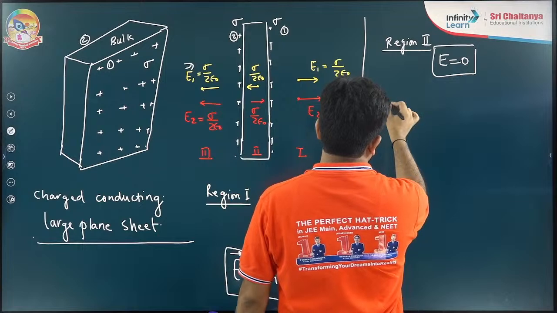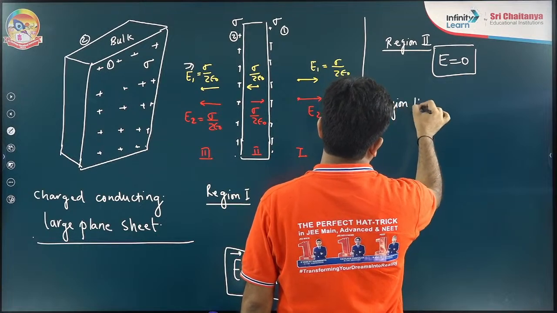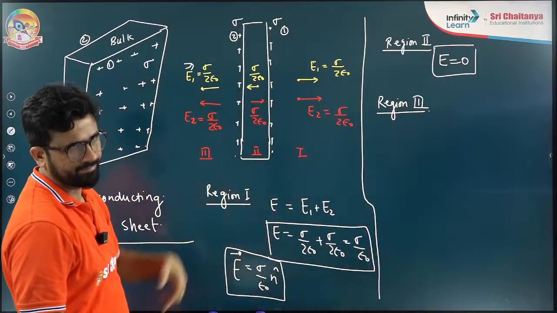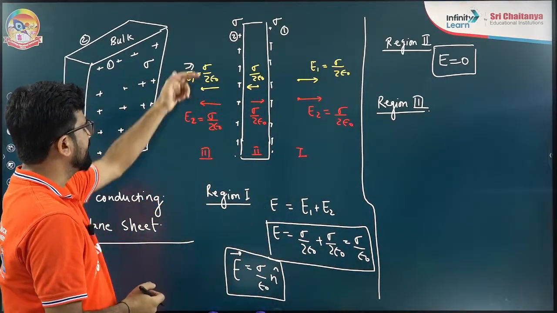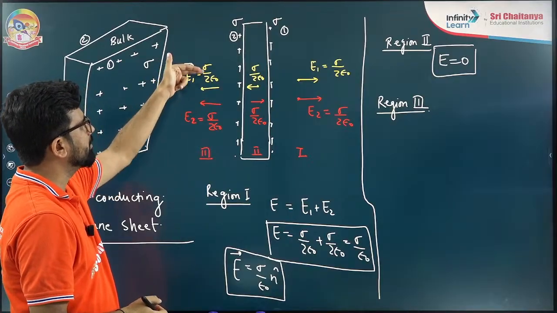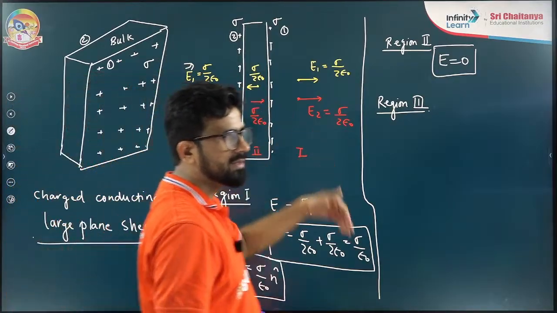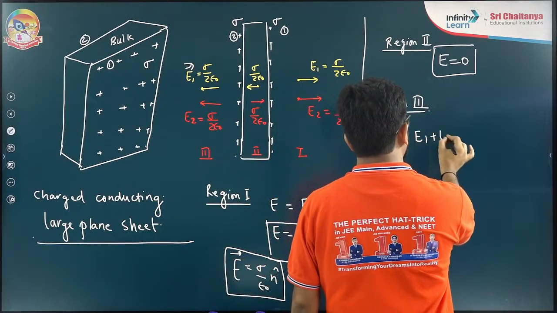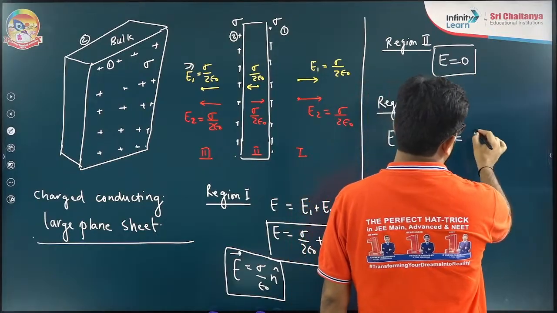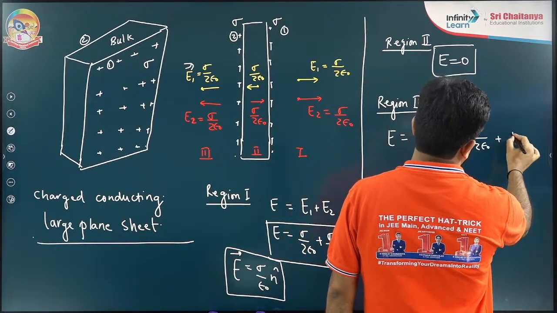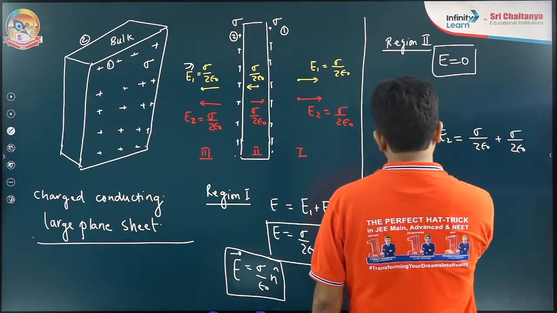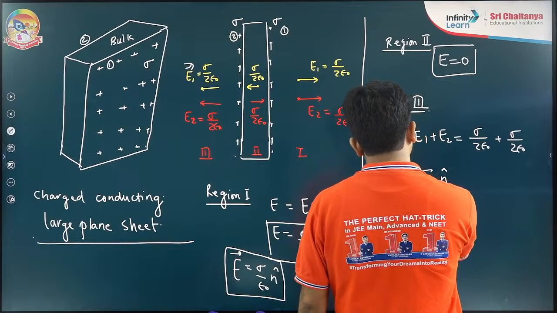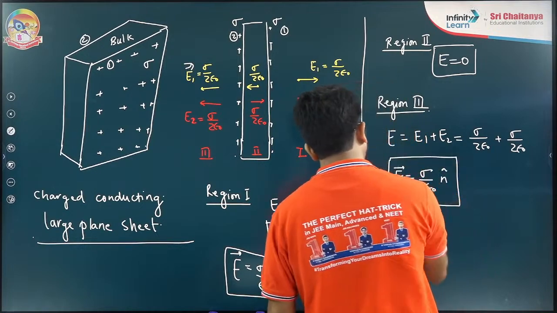Region 3. What is the field here? On this side both fields are added. E1 and E2 are each sigma by 2 epsilon naught, and adding them becomes sigma by epsilon naught. So E equals E1 plus E2, that is sigma by 2 epsilon naught plus sigma by 2 epsilon naught, E equals sigma by epsilon naught n cap. This is also a very basic thing: perpendicular to the surface.